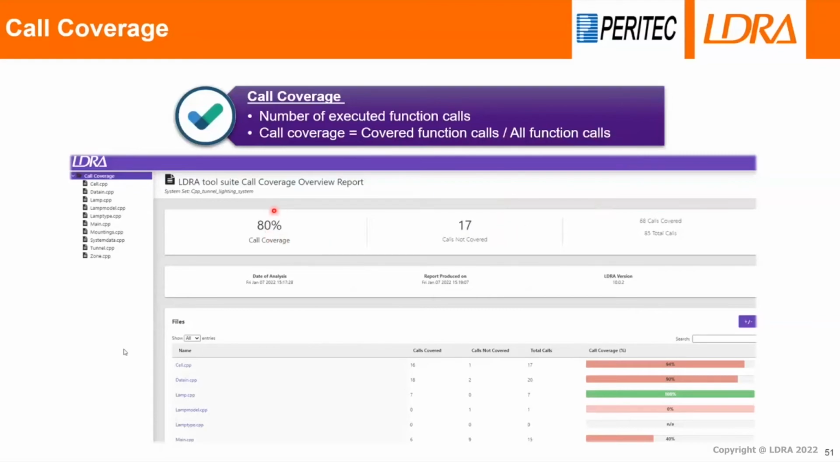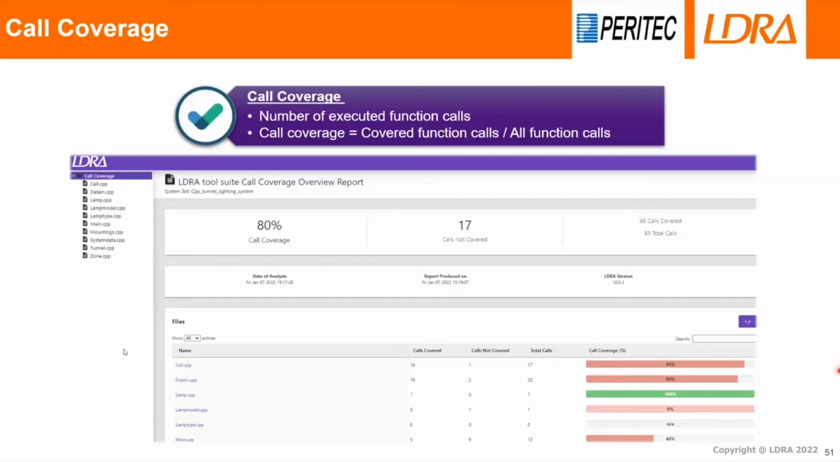So I can see here it is 80% because I have 85 calls, 68 calls are covered by the requirement based test, 17 calls are not covered. So in each file, I can see the percentage of coverage. Out of 17, 16 are covered, 1 is not covered. Out of 20, 18 are covered, 2 are not covered. So that's the reason the percentage is less.